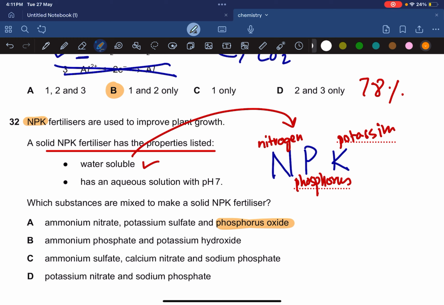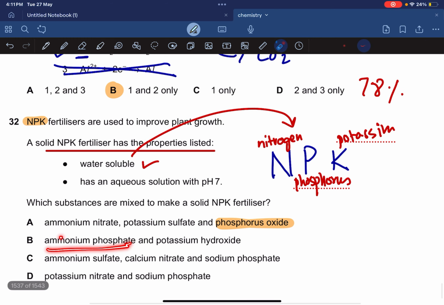Second thing, ammonium phosphate. Ammonia is going to give me my nitrogen, phosphate is going to give me my phosphorus, and potassium hydroxide. Again, I cannot use this because of the potassium hydroxide. That's going to increase the pH from 7. I need a pH of exactly 7 for this fertilizer, so not this option.